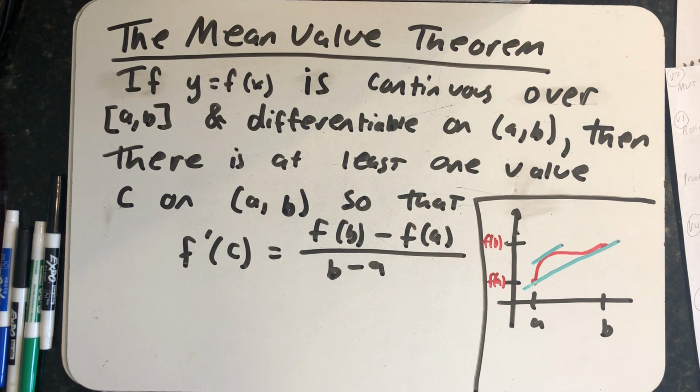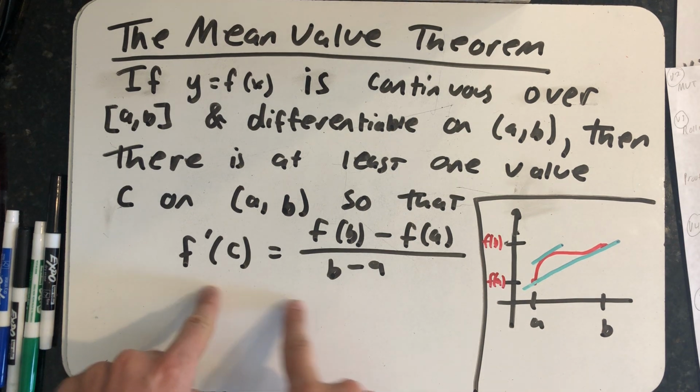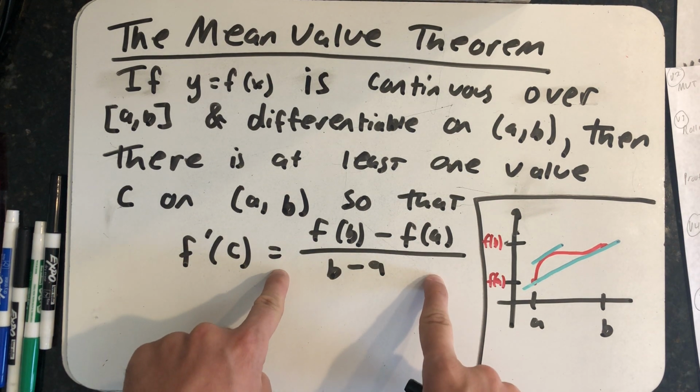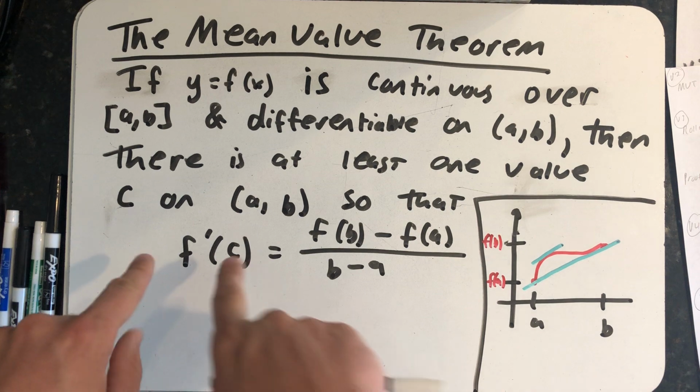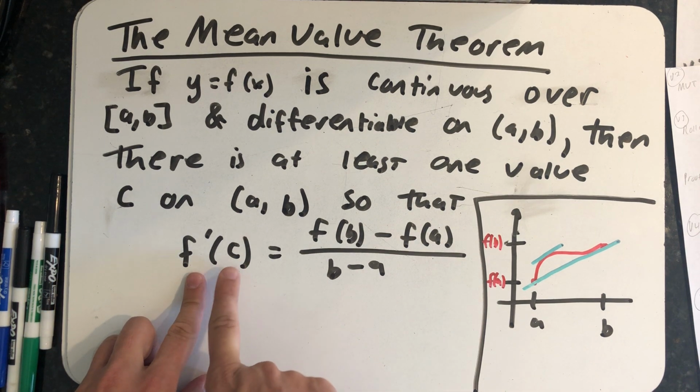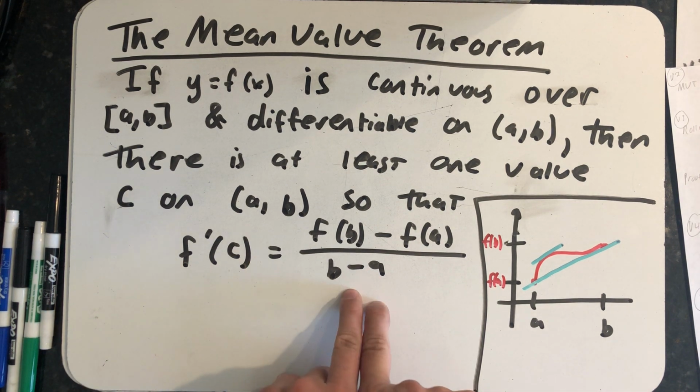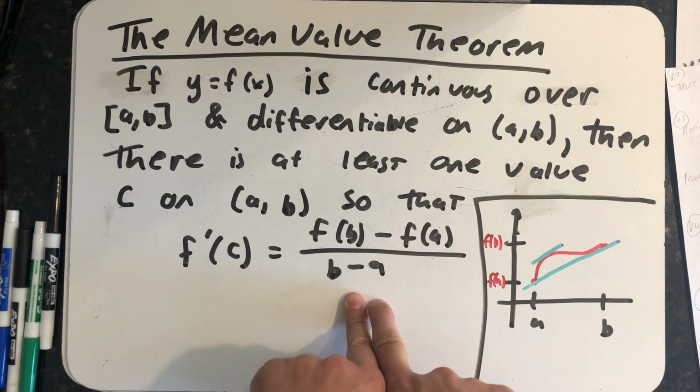In our last video, we were introduced to the ideas in the mean value theorem by drawing a picture together. The mean value theorem says, if y equals f of x is continuous over the closed interval [a, b] and differentiable on the open interval (a, b), then there's at least one value c on the open interval (a, b) so that f prime of c is equal to f of b minus f of a all over b minus a. The instantaneous rate of change at some value c is equal to the average rate of change over the interval.